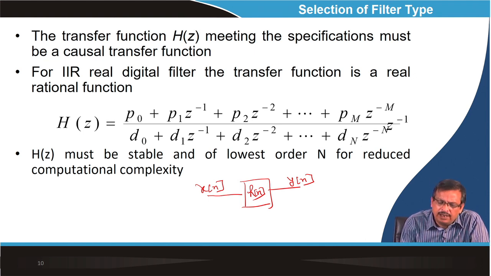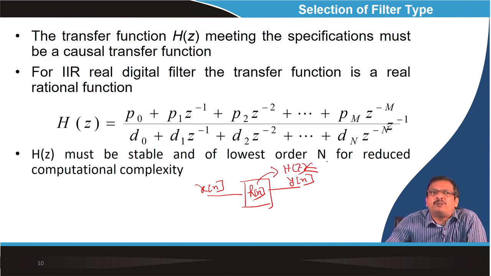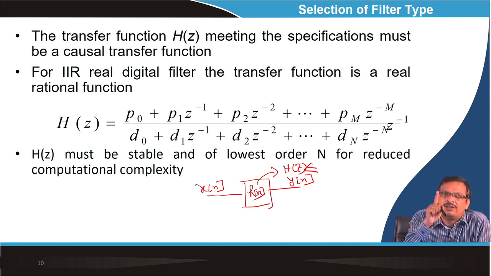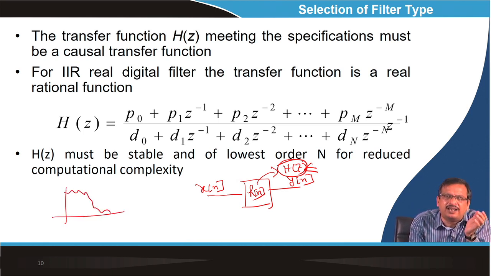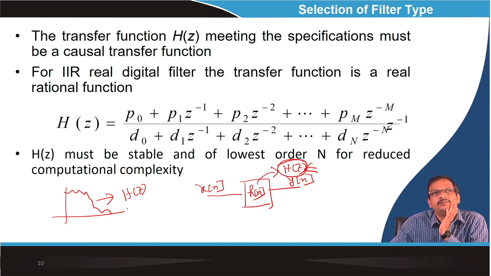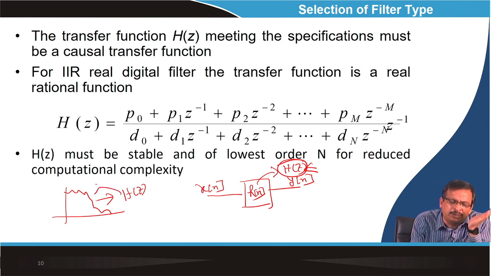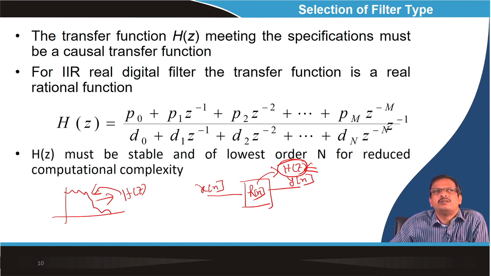In the Z domain, h(n) is nothing but H(z). So H(z) is the transfer function of the filter, which is meeting the specification. The frequency response is given for this H(z). So whatever specification people give you for designing this kind of filter, from there I have to derive H(z). H(z) must meet the specification given by the user, and it has to be a causal system. If it is non-causal, then how do I practically use it?